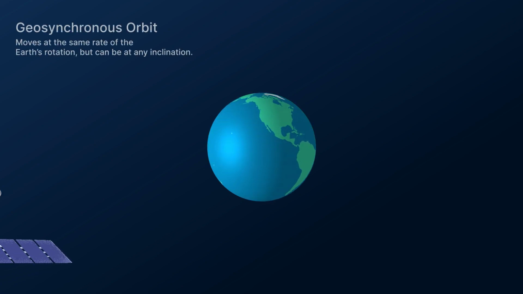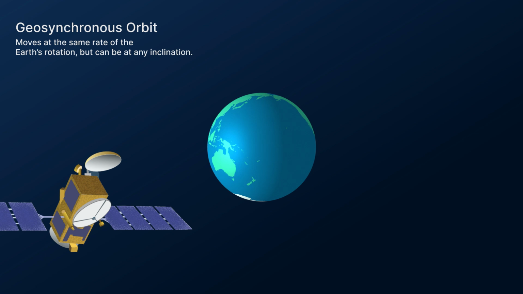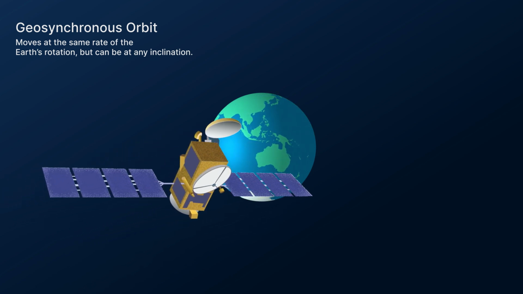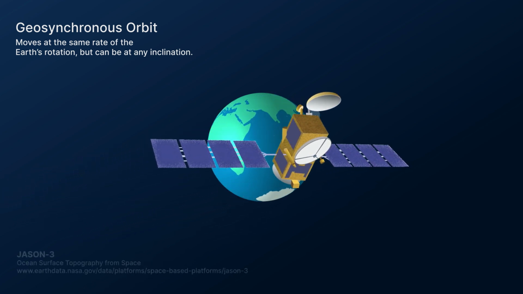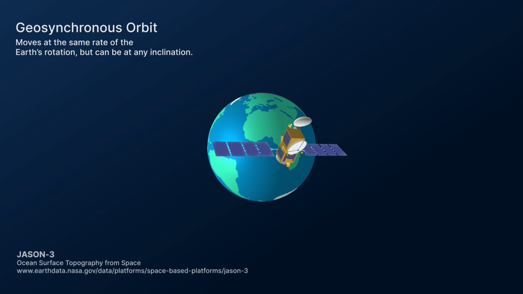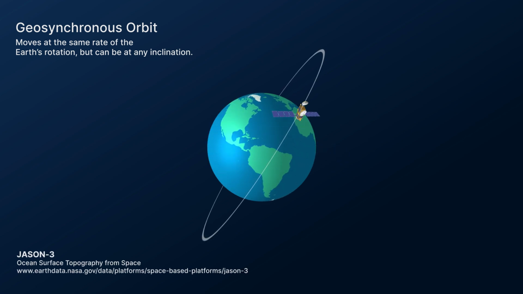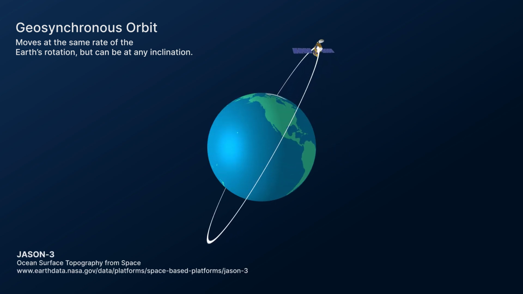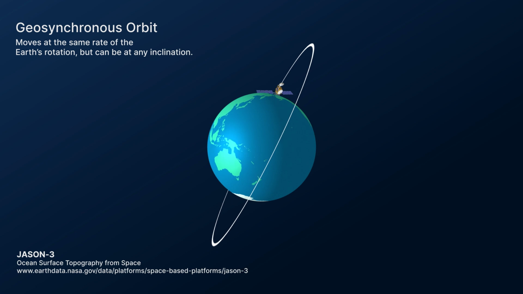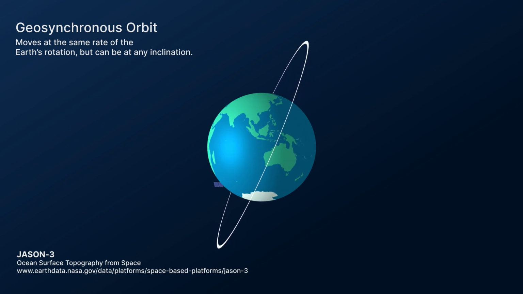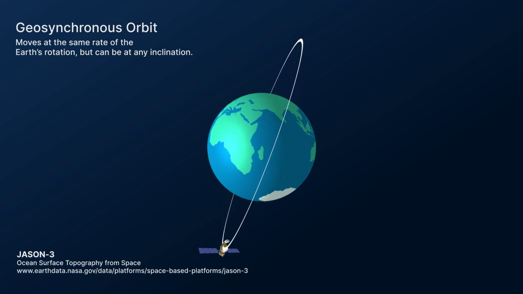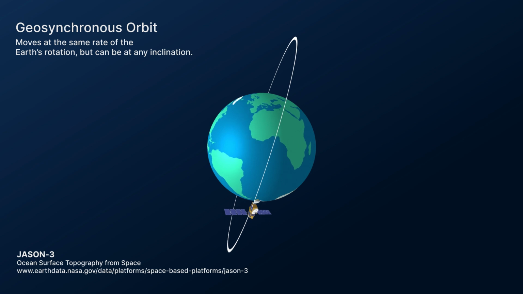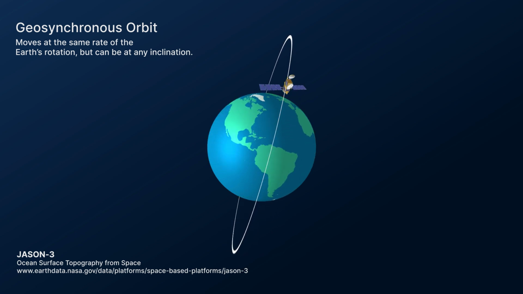A platform in geosynchronous orbit moves at the same rate of the Earth's rotation, but can be at any inclination. Let's use JASON 3 as an example platform with a geosynchronous orbit. JASON 3 can measure significant wave height, sigma naught, and dry and wet troposphere and ionosphere, which can be used to calculate sea surface height anomalies, and total electron content.